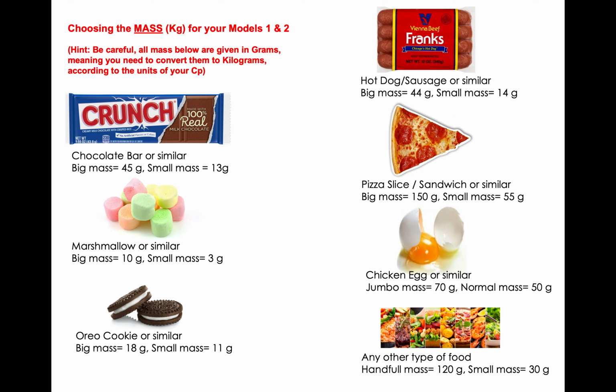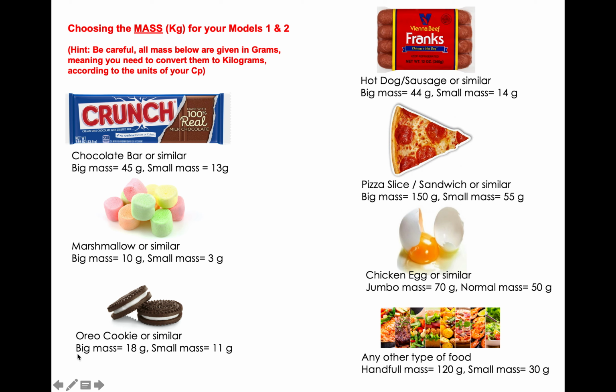Now, choosing the mass of the sample that you used. Again, it will depend on the food that you chose, plus if you chose a big amount or a small amount. In the chocolate bar, big means the whole bar, small means just a piece of it. For marshmallows, if you use the big ones or if you use the small ones. If you use several of them, just multiply it. Suppose that you use 3 of these ones, times 3, that will be 9 grams.